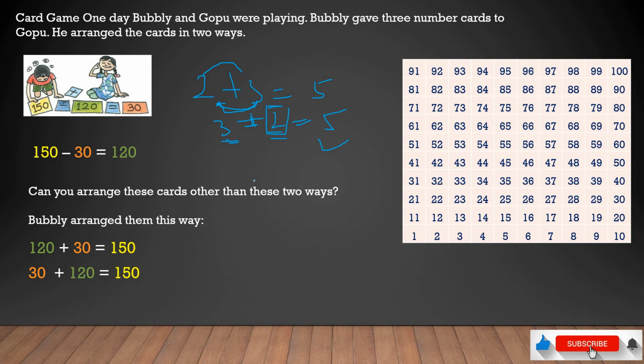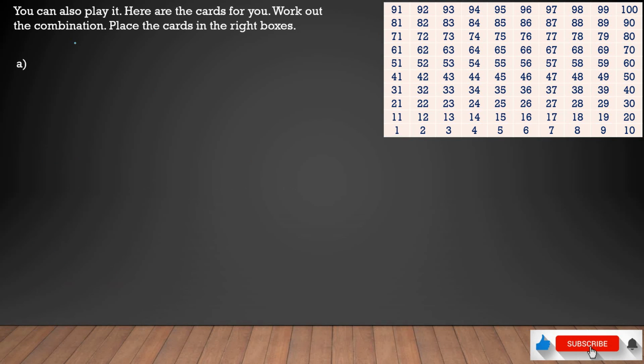So this is the same, but with the negative sign it doesn't work. 2 minus 3 and 3 minus 2 is not the same. It is wrong to write like this. It works perfectly for addition problems. So this is one way, and this is another way to arrange these numbers with the plus sign. Now we'll see a few more examples.